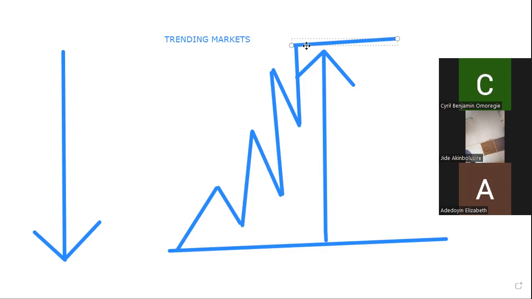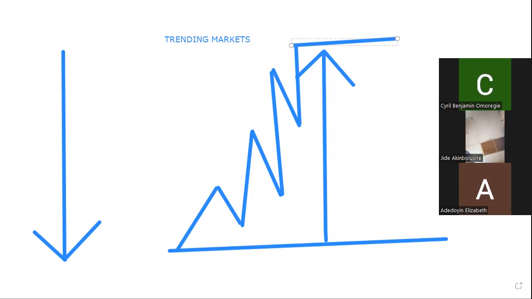So let's write number one. Number one characteristic of a trending market: every trend has two moves. Every trend has two moves, comma. The first move is known as the major move.